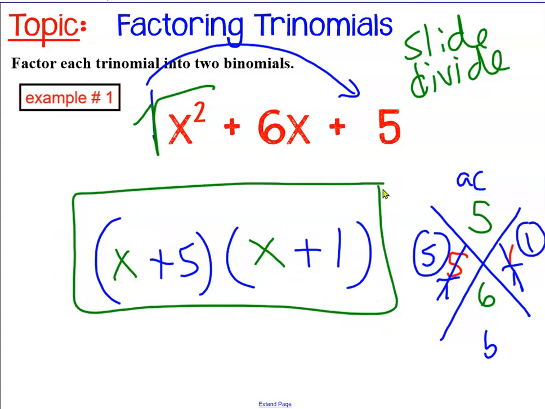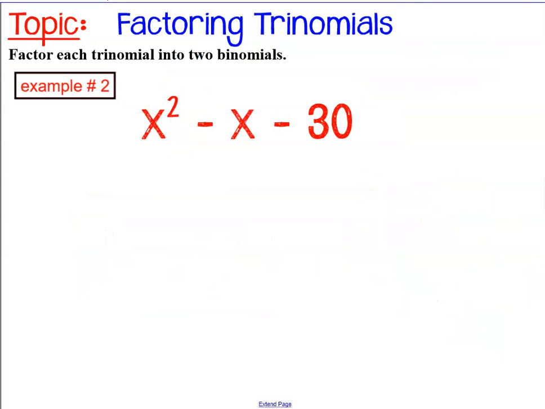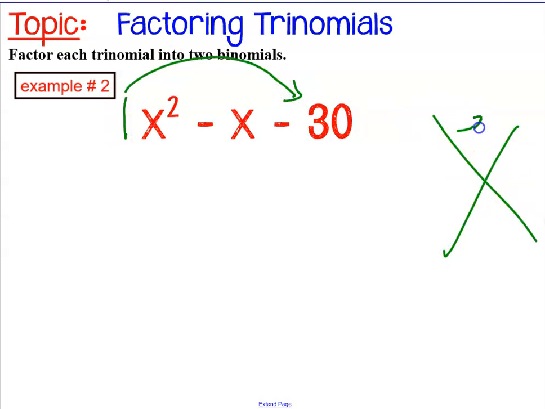That's it. That's the final answer. Let's try it one more time. Take your A value, slide it down. Now be careful, this is a negative 30. Take your B term, which is invisible, but it's a negative 1.